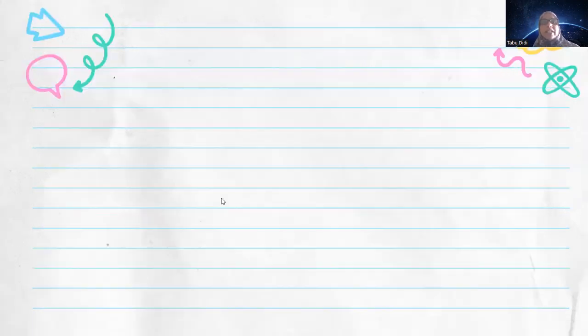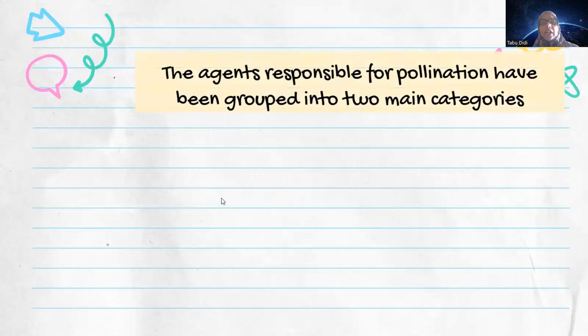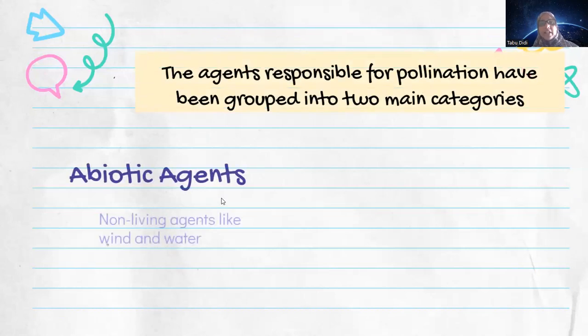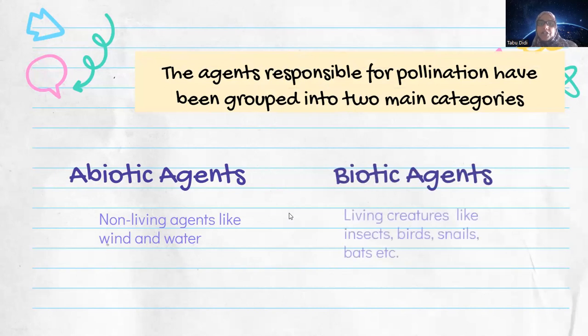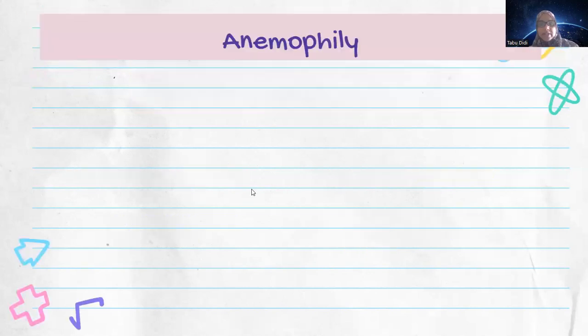Okay. Now let's move to the two main types of agents that are involved in carrying out pollination. So there are two agents, living and non-living. Non-living are known as abiotic, like wind, water, and the living are known as biotic. Obviously, all the insects, the birds, snails, bats, then butterflies, bees, all this will come in biotic agents.